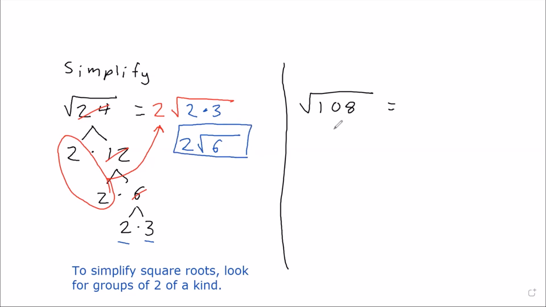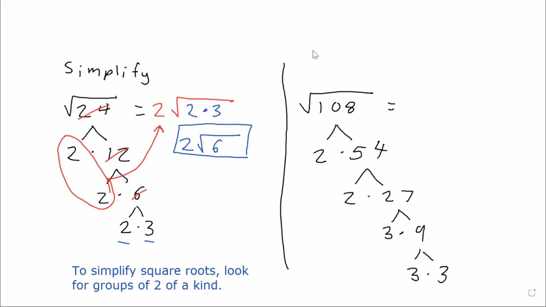For our next example, to simplify the square root of 108, make a factor tree. 108 is equal to 2 times 54. 54 is equal to 2 times 27. 27 equals 3 times 9, and 9 equals 3 times 3. Cross off the numbers that you broke down.